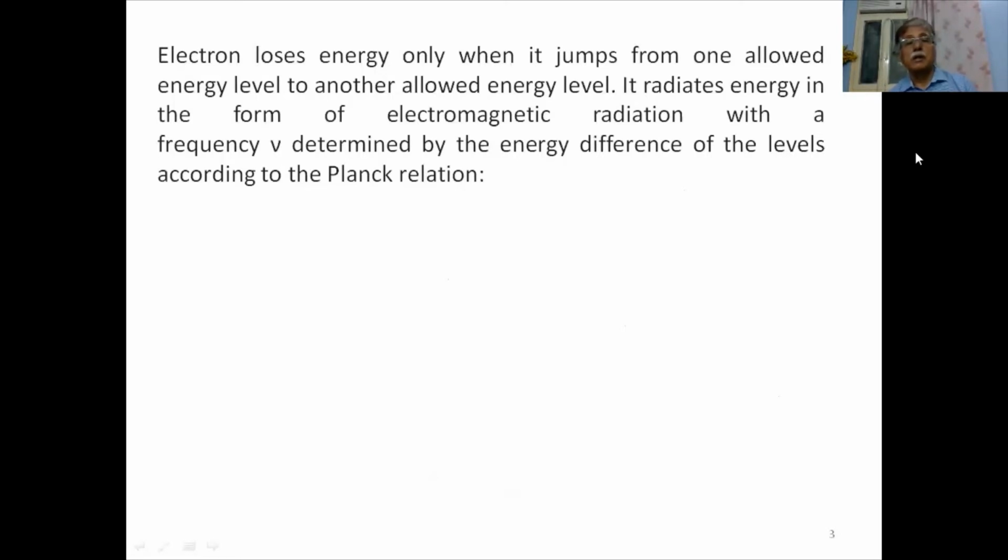Now, the electron loses energy only when it jumps from one allowed energy level to another allowed energy level. It radiates energy in the form of electromagnetic radiation with a frequency nu determined by the energy difference of the levels according to Planck's relation, E2 minus E1 is equal to h nu. Here E2 is the energy of the orbit from where the electron is making the jump, and E1 is the energy of the orbit to which the electron jumps. So this difference of energy between the two orbits, E2 minus E1, is h nu by Planck's relation.